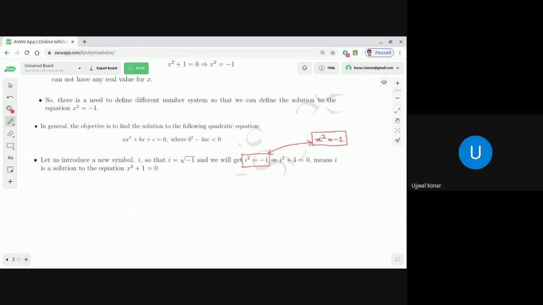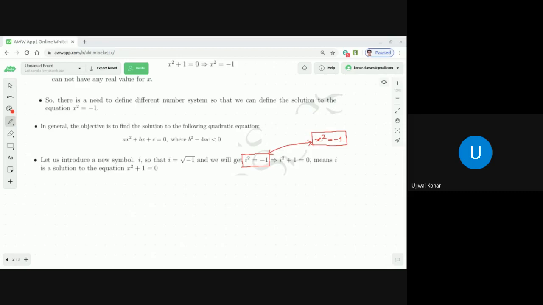If x square equal to -1 is the equation, and we introduced a new symbol called i, where i is equal to square root of -1, then we will get i square equal to -1, that is i square plus 1 equal to 0. Means i is a solution to the equation x square plus 1 equal to 0. That is quite obvious.